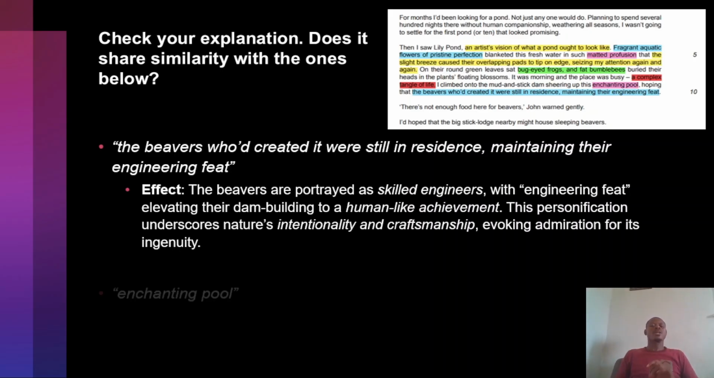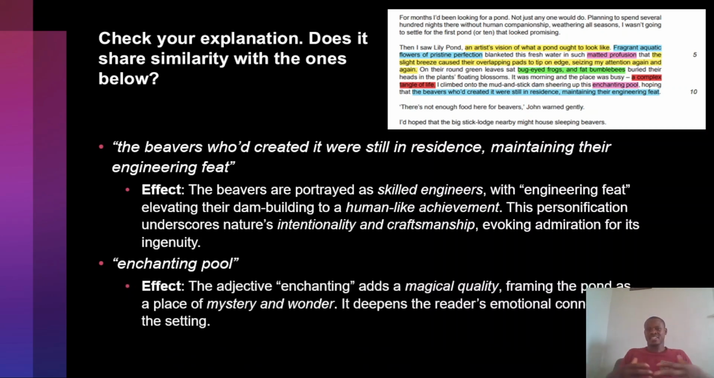Okay? All right. So the last one we're going to look at is enchanting pool. Have you been to an enchanting vicinity, environment, or landscape before, or any place? Now, they say this place is enchanting. The lily pond is enchanting. So the adjective enchanting adds a magical quality, framing the pond as a place of mystery and wonder. It deepens the reader's emotional connection to the setting.